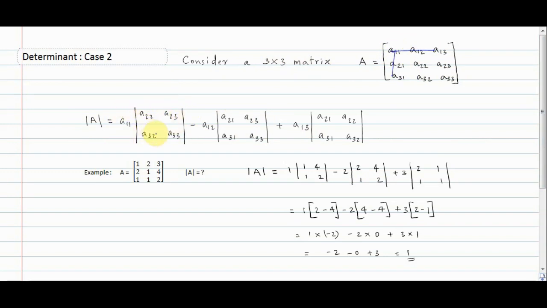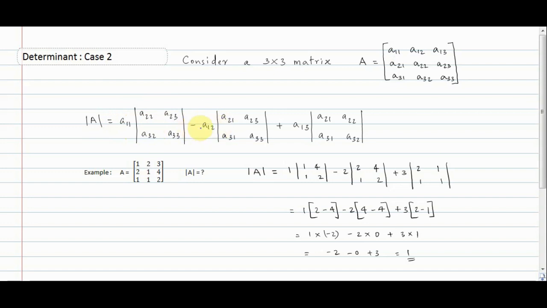Okay, now coming to this second part. This second part is having minus sign. Here along with A11 we were having plus sign. So in the second part we will have a minus sign. We have to put alternate plus and minus signs. So A12 is associated with a minus sign.